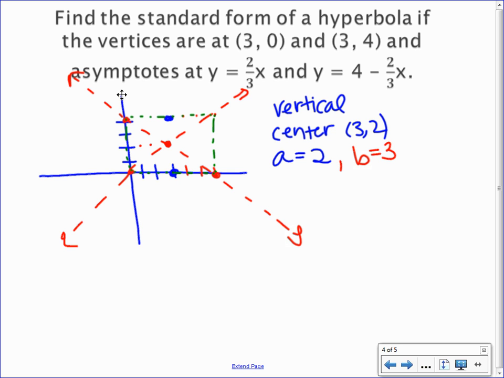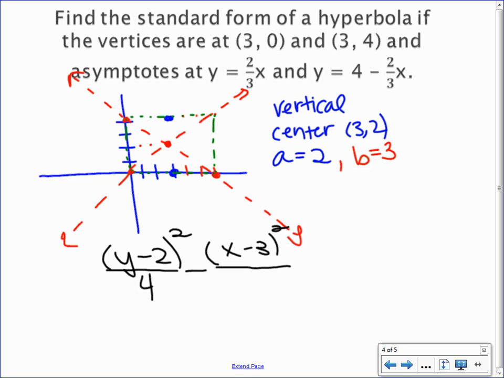Okay? So, our equation, x minus 3 squared over... Oh, nope, that is not right, is it? We are vertical. Seeing if you're paying attention. Y minus 2 squared over 4 minus x minus 3 squared over 9 equals 1. Okay? A always comes with the positive. So it always comes first. Thank you. Any questions there?